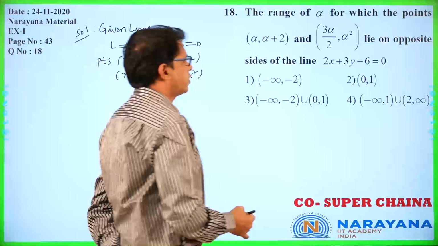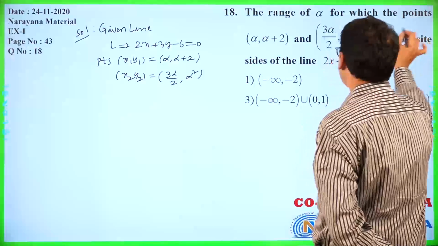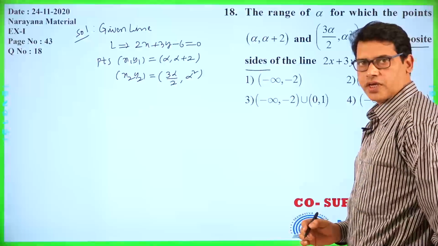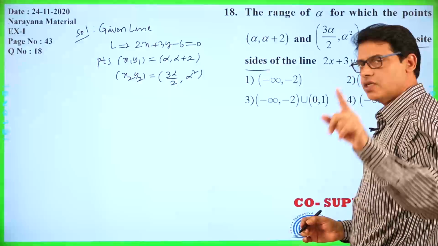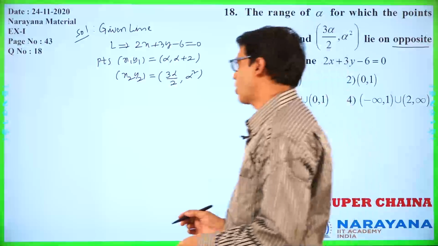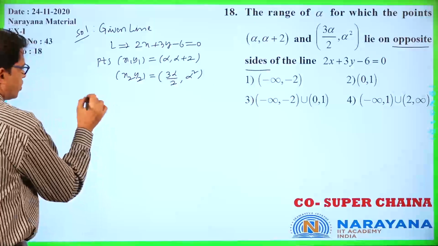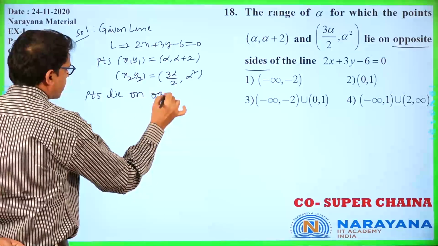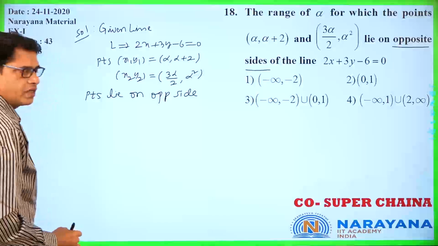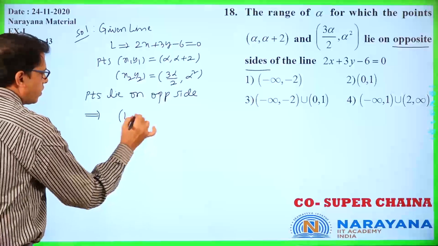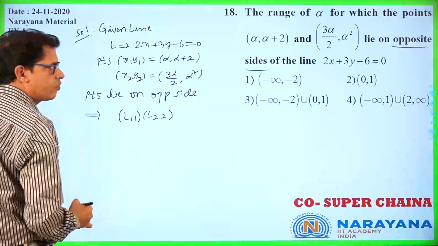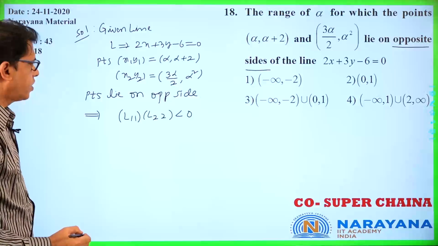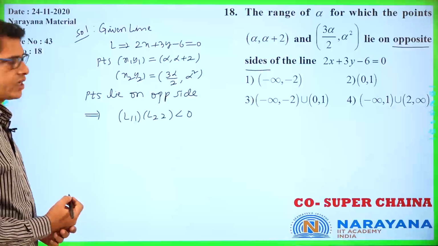Now the points lie on opposite sides of the line. Opposite side means opposite symbol, and opposite symbol means the product must be less than 0. So for points on opposite sides, L11 into L22 must be less than 0. Okay? Opposite side must be opposite symbol, and opposite symbol means the product is less than 0.